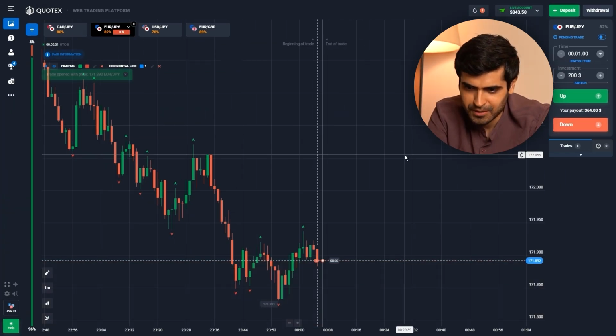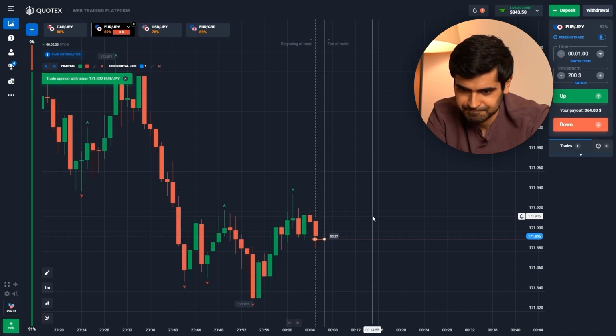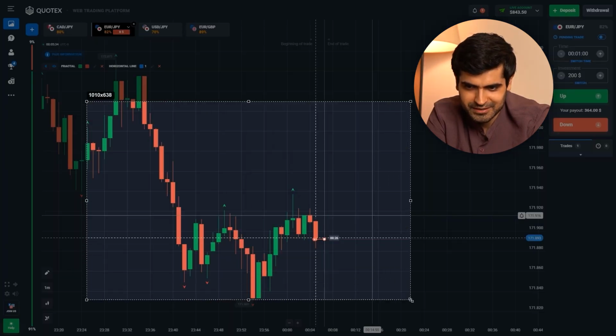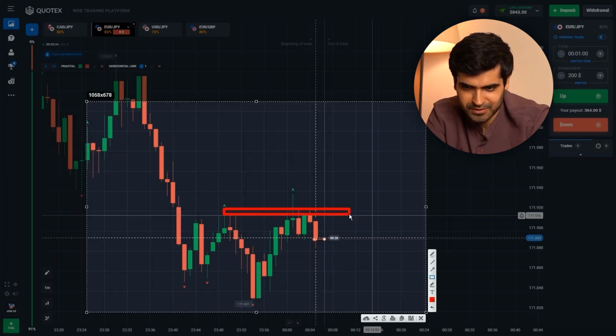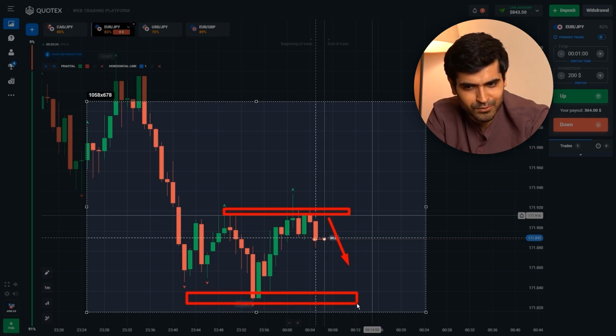Alright, I'm entering a short position right away. Now I'll explain why it's worth it. Here's the zone from a fractal that price simply couldn't break through. No upward move. Then we are heading down towards the lower fractals.